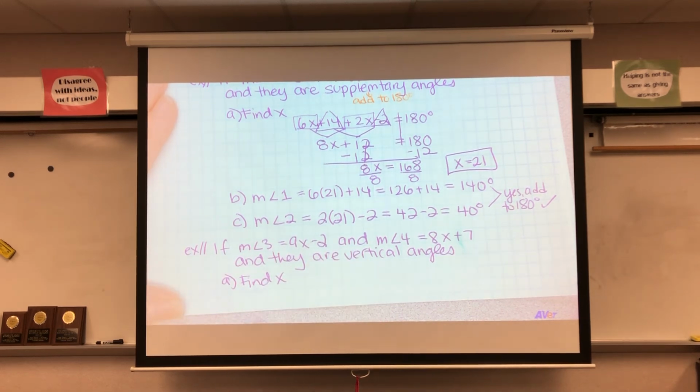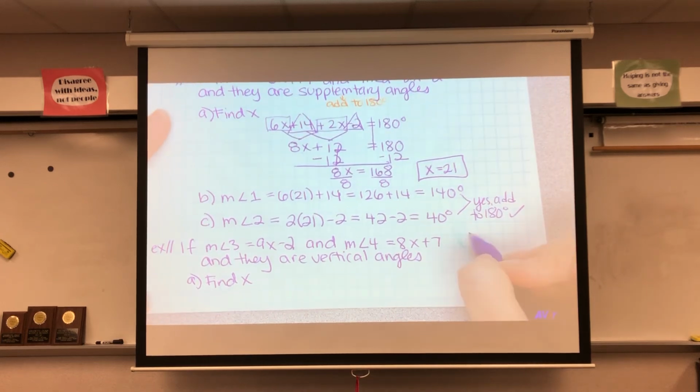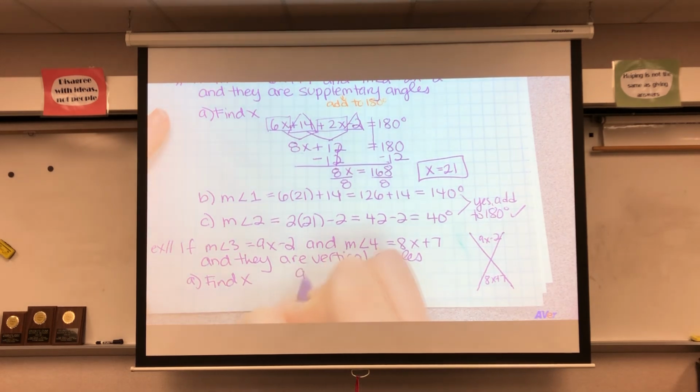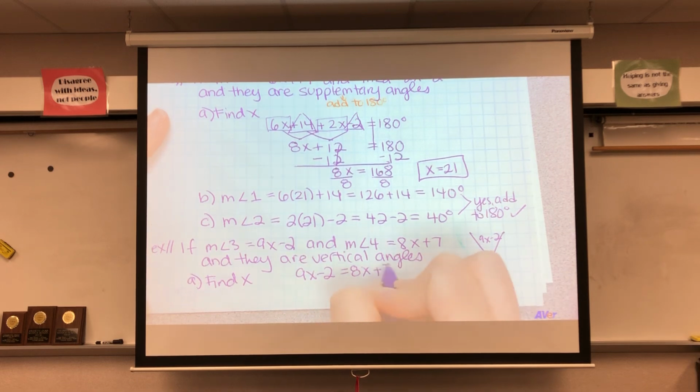Well, what's the relationship with vertical angles? I could look at a picture. So if I'm thinking about the picture, again, it's like an X always. I have 9x minus 2, 8x plus 7, but their special relationship is that they're equal. So the math problem I'm going to have to do is going to look like this. And again, hopefully you know how to solve that.